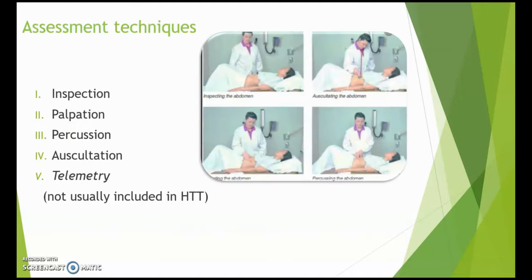All right, let's continue. We're talking about assessment techniques. Now, of course, I mentioned previously that in order to better understand each of these techniques, I'll refer to the added material in this module and to the corresponding videos. Now you have four images here: inspecting the abdomen, auscultating the abdomen, palpating the abdomen, and percussing the abdomen. So you have four main elements: inspection, palpation, percussion, and auscultation, which are the four core elements in our physical assessment technique. And then I added telemetry, which is usually not included in a head-to-toe assessment, but of course it provides further understanding of specific elements within patient vitals and other presentation.